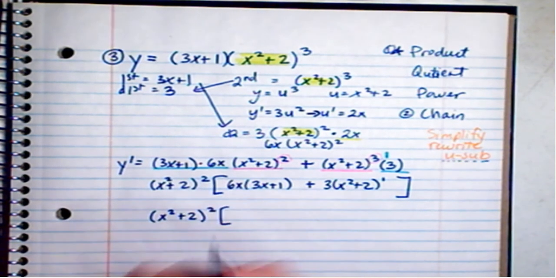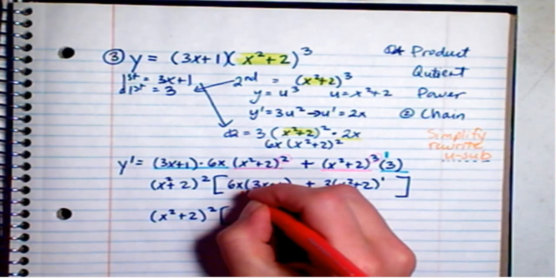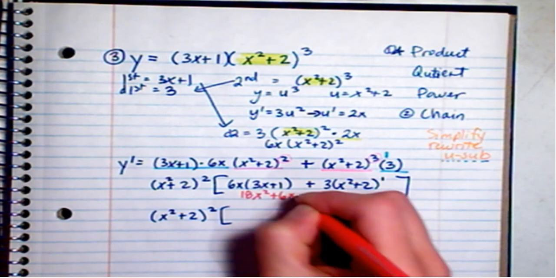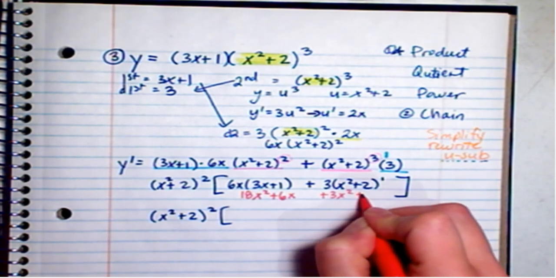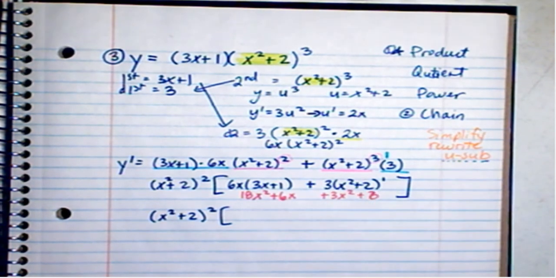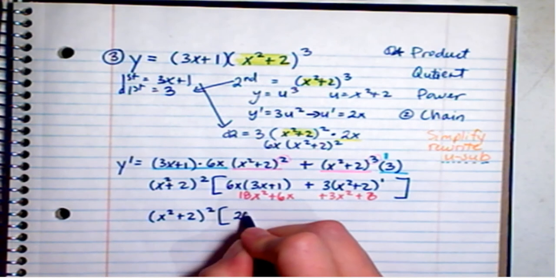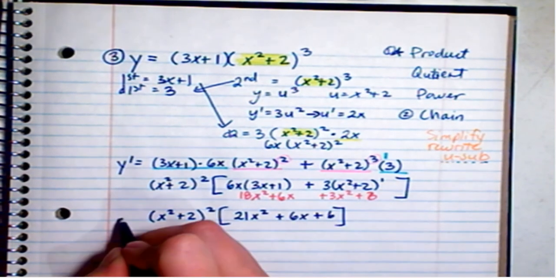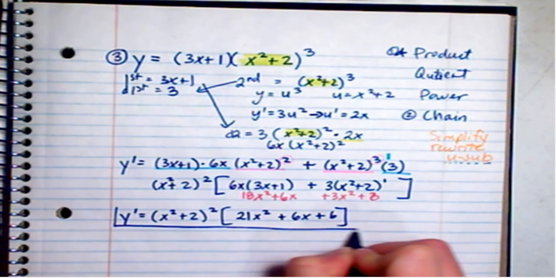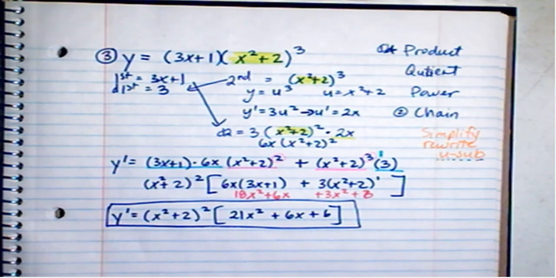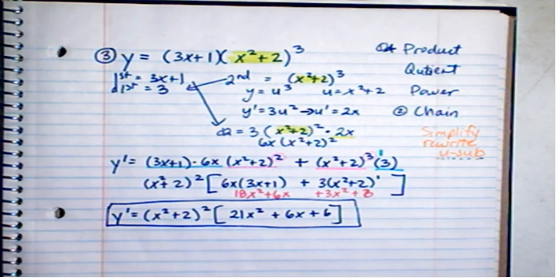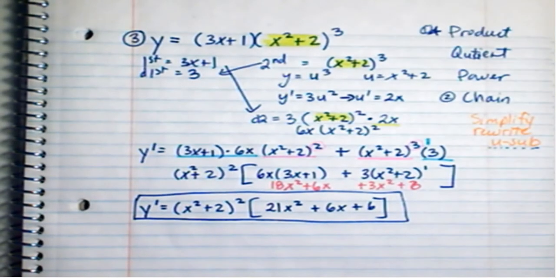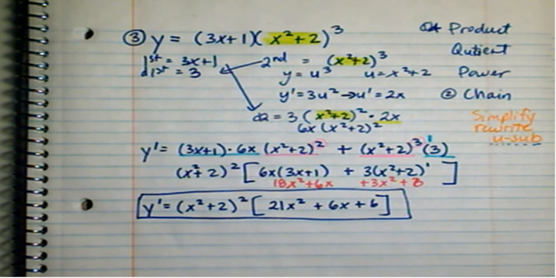And you could continue to do a little simplifying here. I'm going to do it 18x squared plus 6x plus 3x squared plus 6. Okay, so I can combine a little bit. 21x squared plus 6x plus 6. Final, finite answer. And the reason this factored is because when you have chain rule and product rule, you do a lot of copying, and that means that the same groupings are going to show up more than once. All right, so let's do another one.